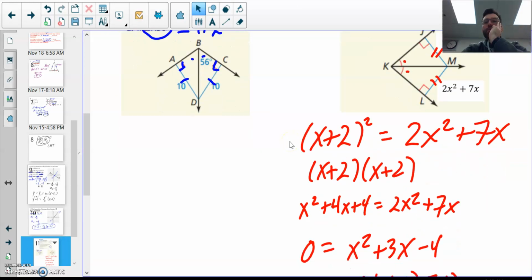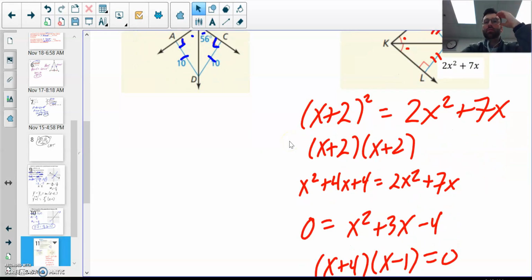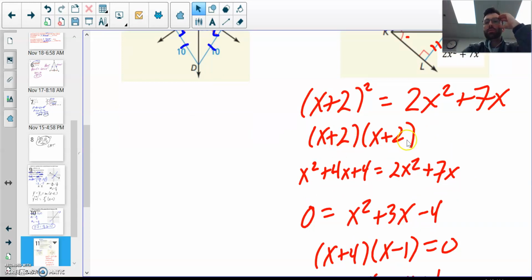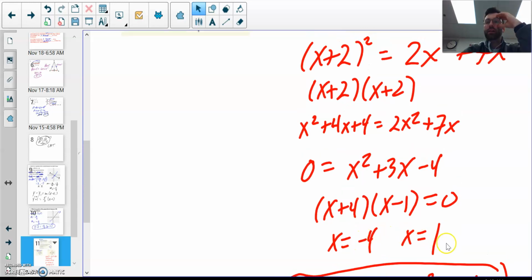All right, here we go. So here's my work. Feel free to pause this as I go through it. So I got x plus 2 times x plus 2, and then I combined like terms in my head to get x squared plus 4x plus 4. Moved everything to this side, so I have x squared plus 3x minus 4. Remember, two numbers that multiply to -4 and add to 3, I got 4 and 1. So my x values are -4 and 1.